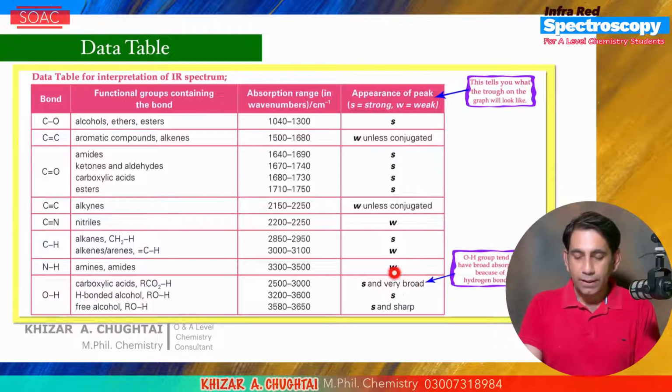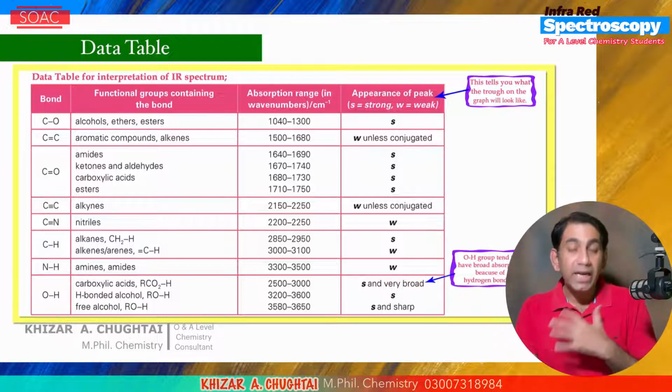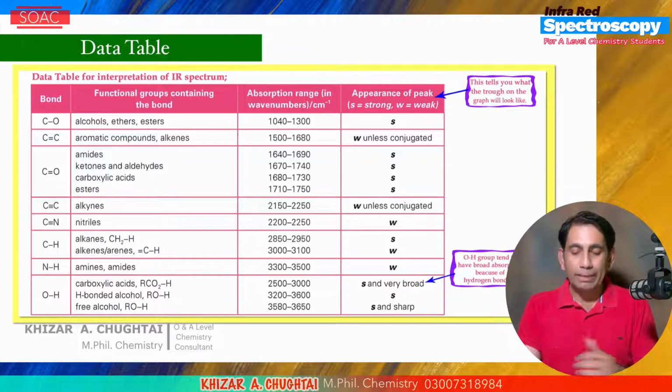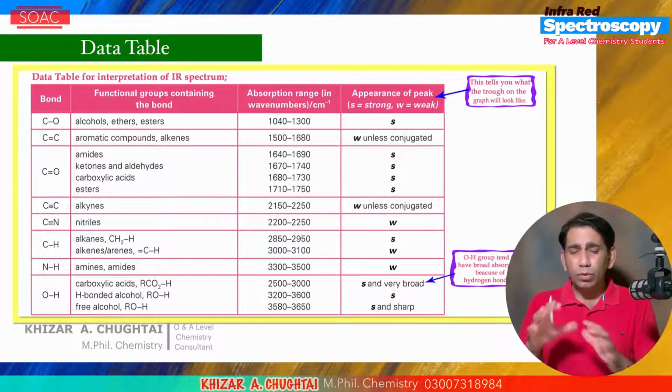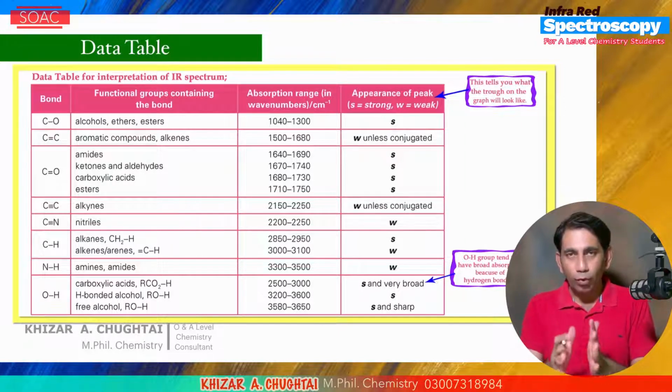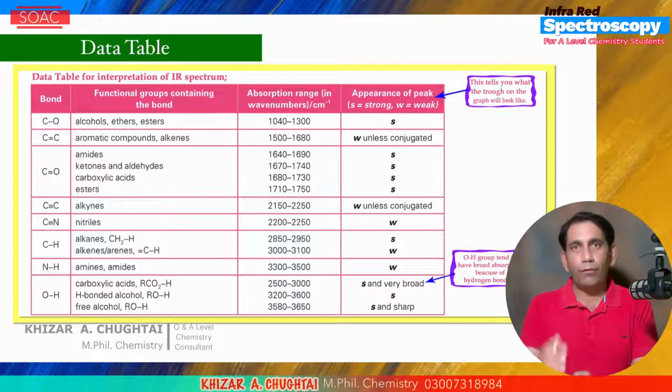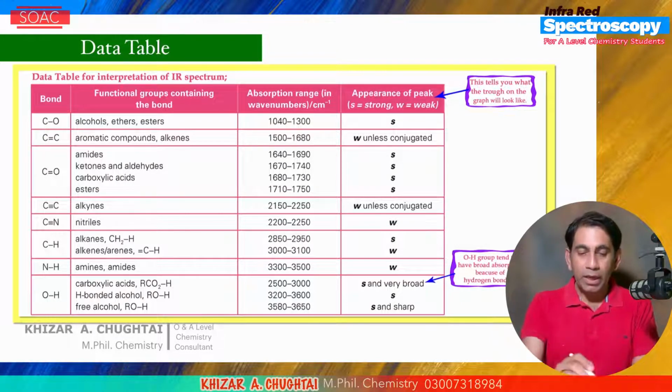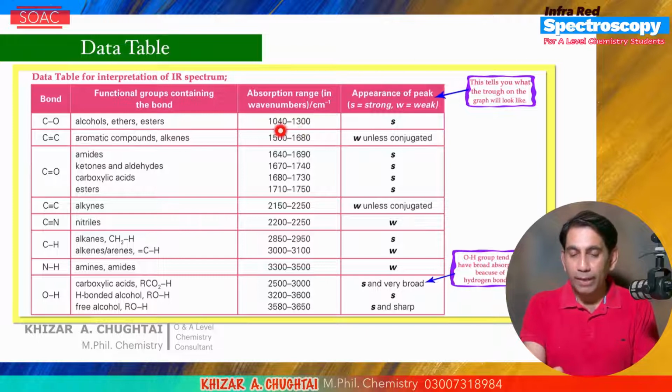Sometimes there is an indication of a very broad peak or a sharp peak. So according to this table, we have different relationships for one polar bond, for one molecule. In the case of alcohols, esters and ethers, C single bond O may show absorbance at 1040 to 1300 wave number, and its signal will be strong.